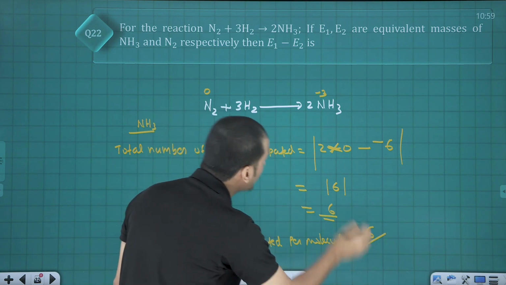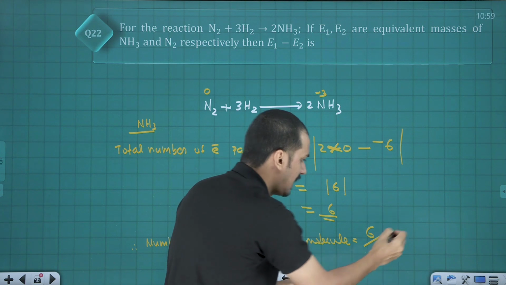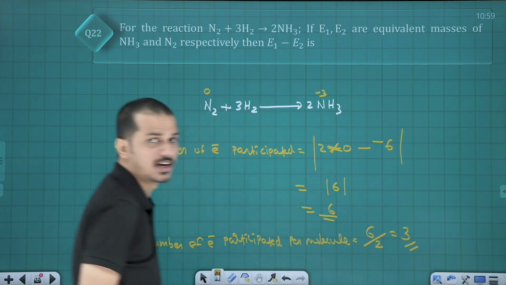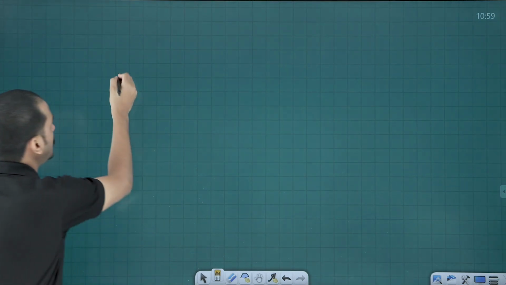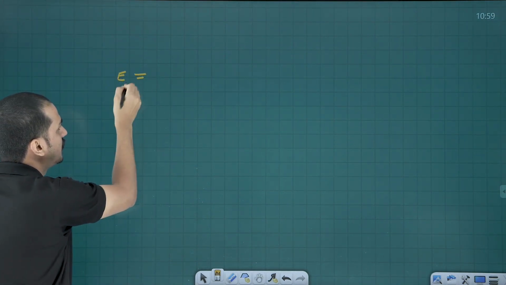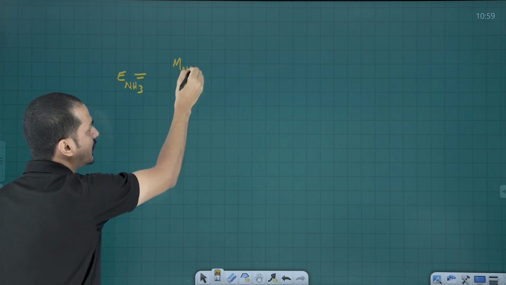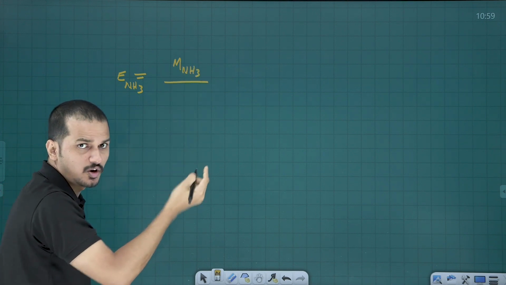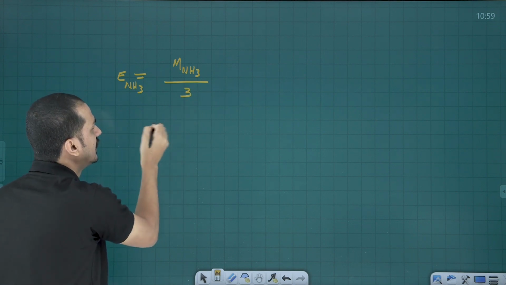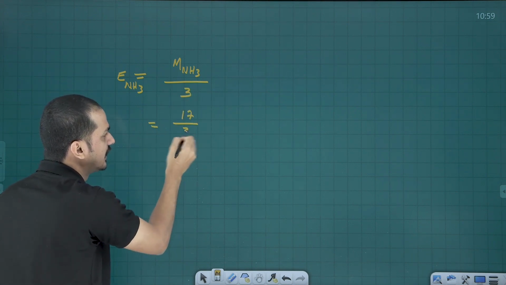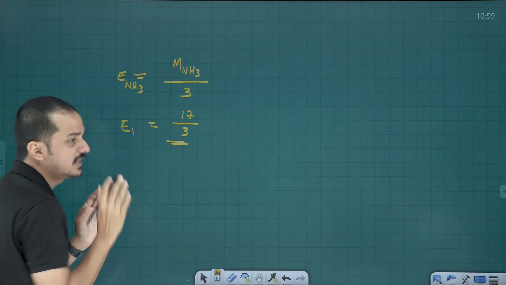6 divided by 2, that means 3 will come. Ready? Then what's the equivalent weight of ammonia? Equivalent weight of ammonia is equal to molar mass of ammonia divided by total number of electrons participated per molecule, that is 3. That means 17 divided by 3. Molar mass of ammonia is 17. 17 divided by 3, this is what is E1.